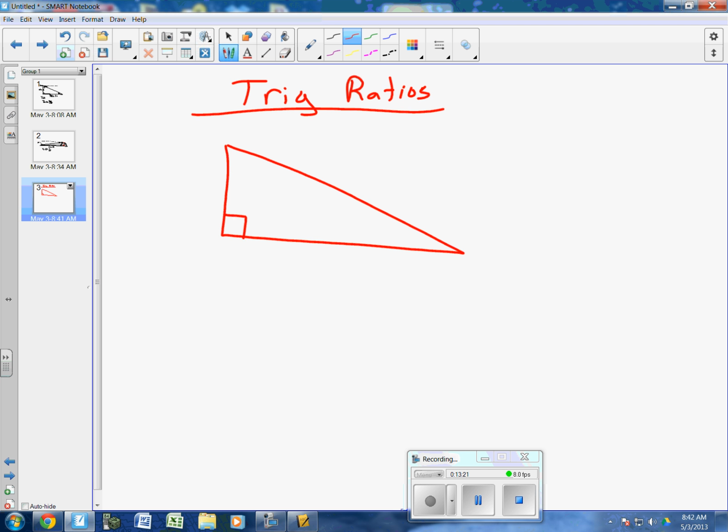Okay. If we have an angle, I'm going to call it angle A, right here. The tangent of A is just two sides of this triangle, one divided by the other. The two sides we're going to use are the side that's opposite of A, and the side next to A, which we call the adjacent side. So opposite over adjacent.